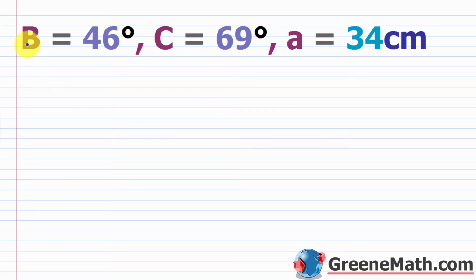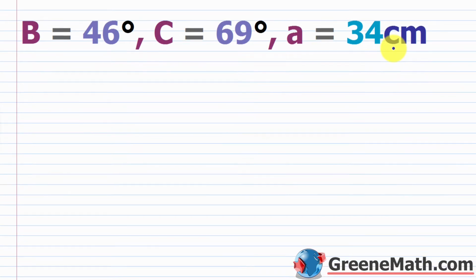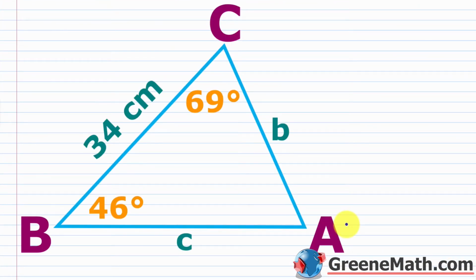We're given that B, which again, if you get a capital letter, is an angle, is equal to 46 degrees, C is equal to 69 degrees, and A is 34 centimeters. When you start these problems, just make sure you draw a little sketch. It doesn't matter if it's accurate at all. You just want something to put numbers down. I've already pre-drawn this sketch for us. Your angle B here is 46 degrees, your angle C here is 69 degrees, and opposite of A, this side here, is 34 centimeters.